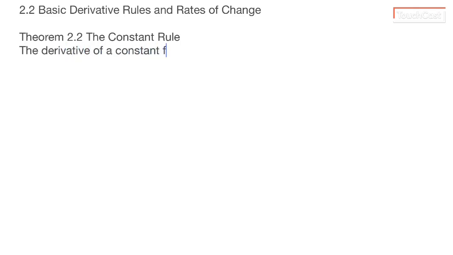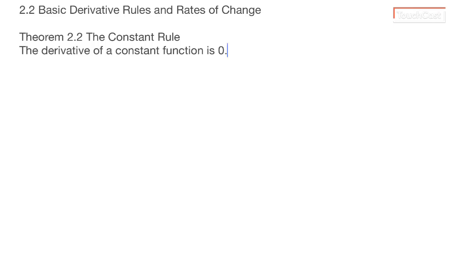So the first thing we're going to talk about is actually a theorem. This is theorem 2.2, which is the constant rule. And really the constant rule, all it says is if we are finding the derivative of a constant function, it's just always going to be 0.